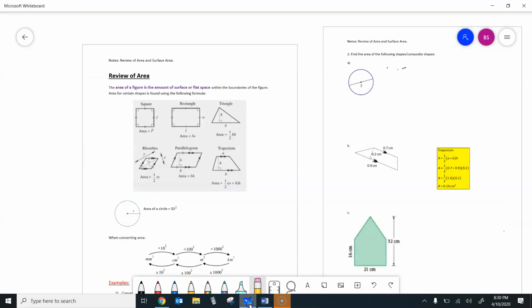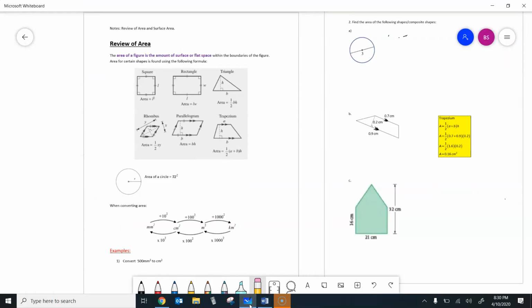All right, so what we're looking at in the notes is a review of area in the first part. So just a reminder, an area is the amount of surface or flat space within the boundaries of a certain shape. And there are some common formulas there. You can have a look at them, and you are probably familiar with some of them, if not all of them.